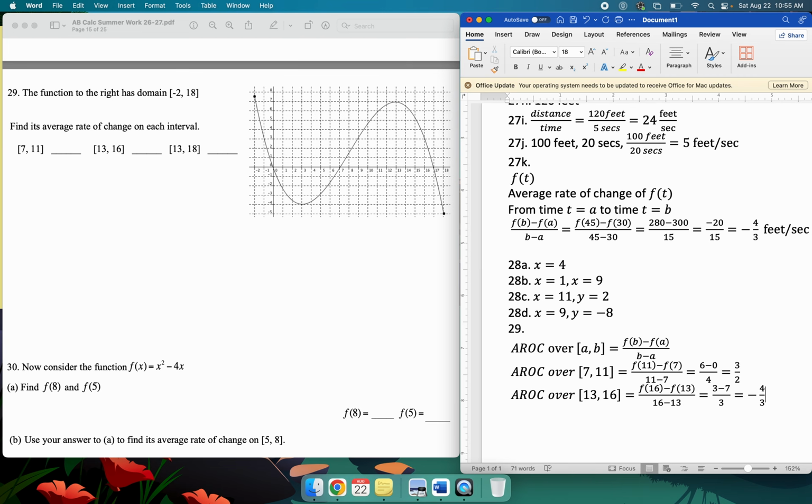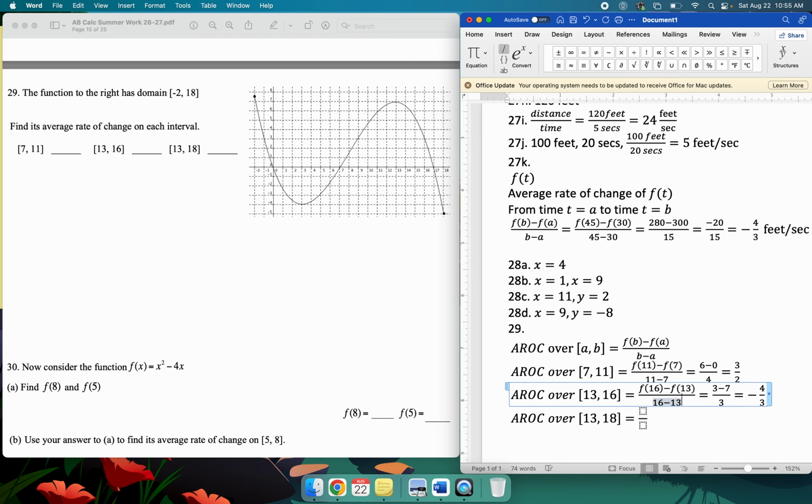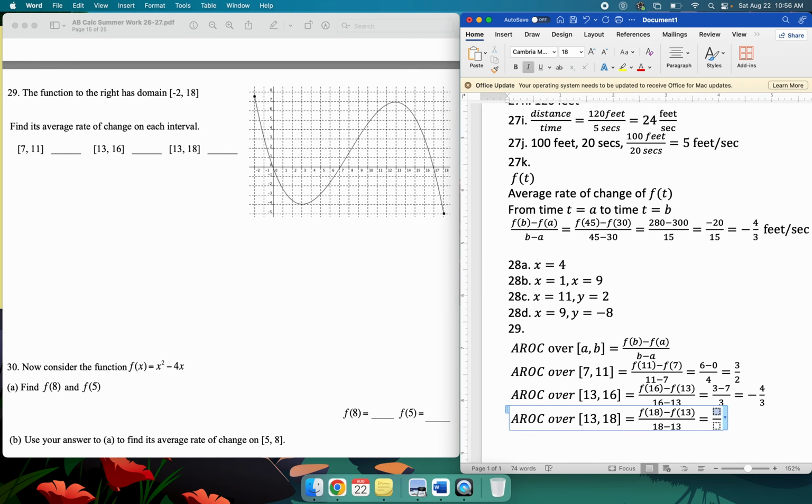And again, average rate of change will be negative anytime the function is decreasing, as it is over the interval in question. And then finally, average rate of change over 13 to 18. This is just more of the same. Not really sure why we ask you to do this many times. But, so that's f of 18 minus f of 13 divided by 18 minus 13. F of 18 looks like that is -5. And then f of 13 is 7, over 18 minus 13, that's 5. So that's -12 over 5.